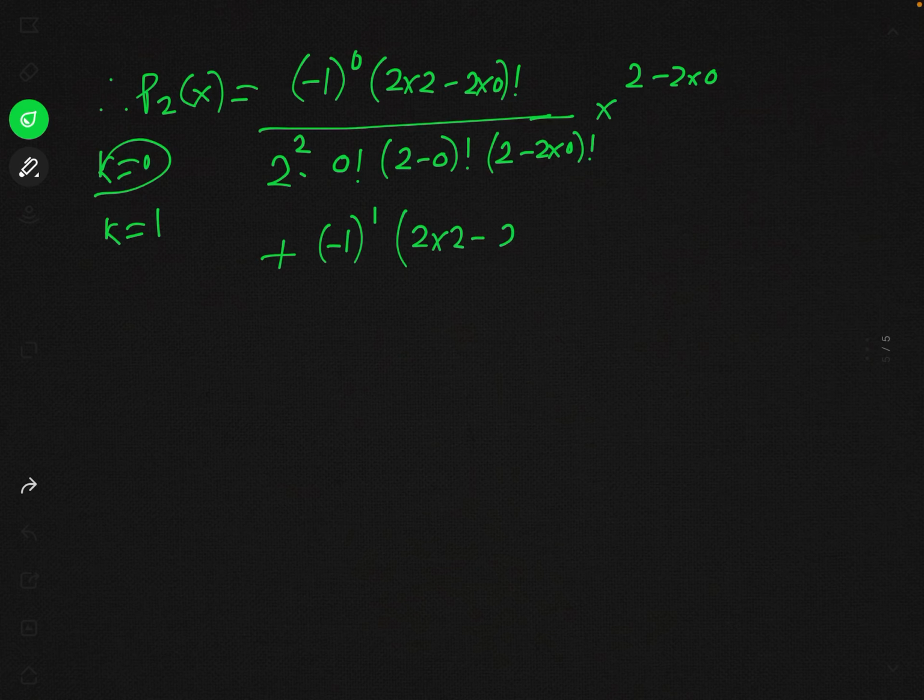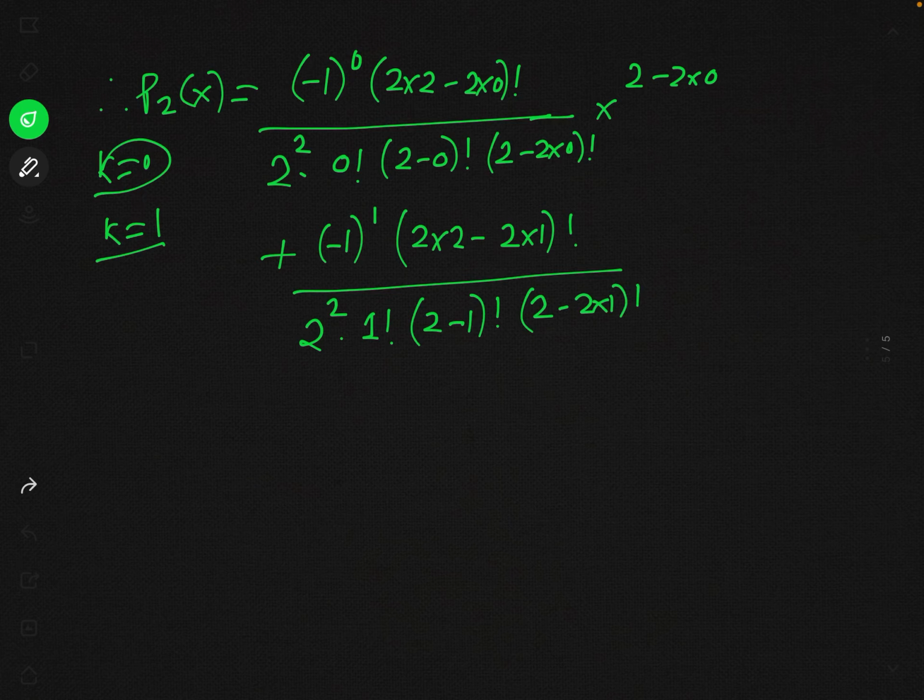So 1 into 2n, so 2 into 2 minus 2k, the 2 into 1 factorial, and divided by 2 to the power n, the 2 to the power 2 because n is 2, into factorial k, k in this case is 1. So this is 1 factorial into n minus k factorial. N is 2, k is now 1, and factorial into n minus 2k factorial. N is 2 and k is again 1 factorial, and x to the power n minus 2k. N is 2 and 2k, k is now 1. So this is 2 into 1. Now simplify it.